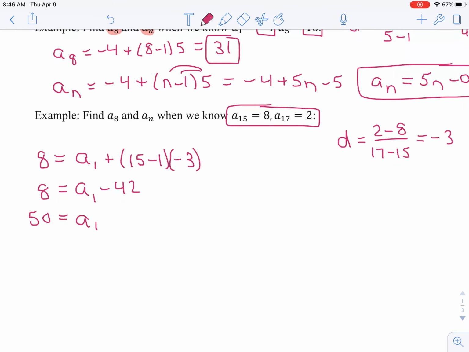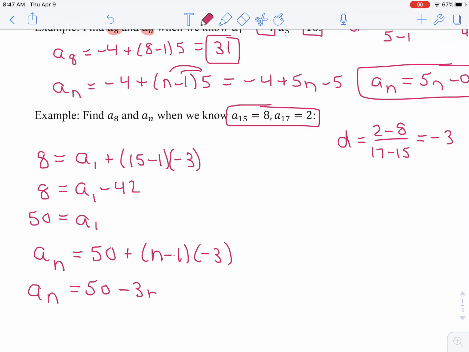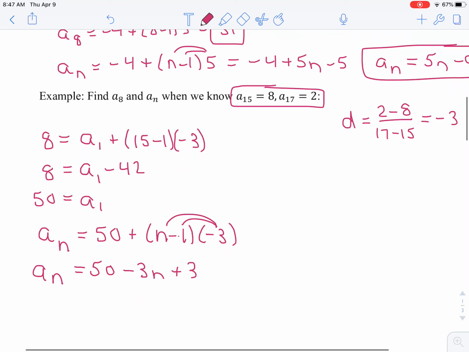Now that we have that, okay, let's do this route a little bit differently. Let's find a sub n first. So a sub n would be equal to 50 plus n minus 1 times -3. So a sub n equals 50 minus 3n. Careful of signs, that'd be plus 3. So a sub n is -3n plus 53. So you can check it very quickly with the first term.